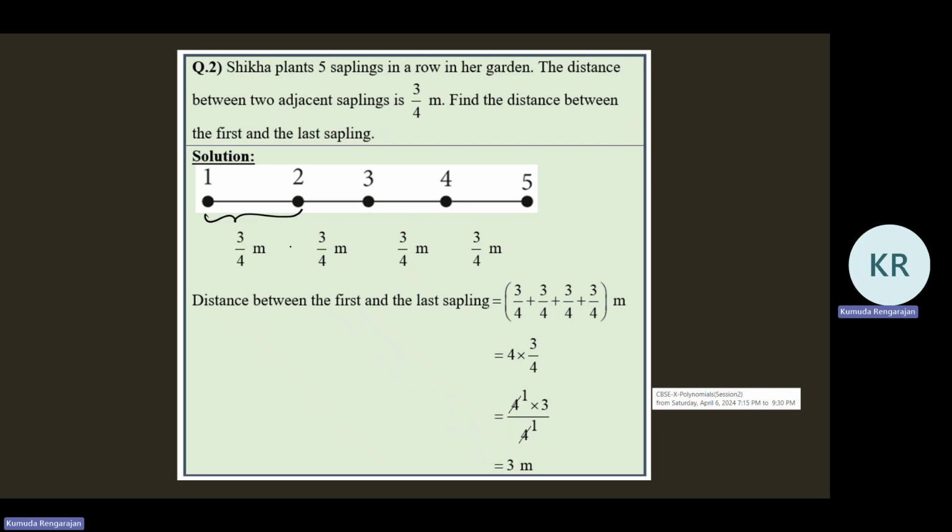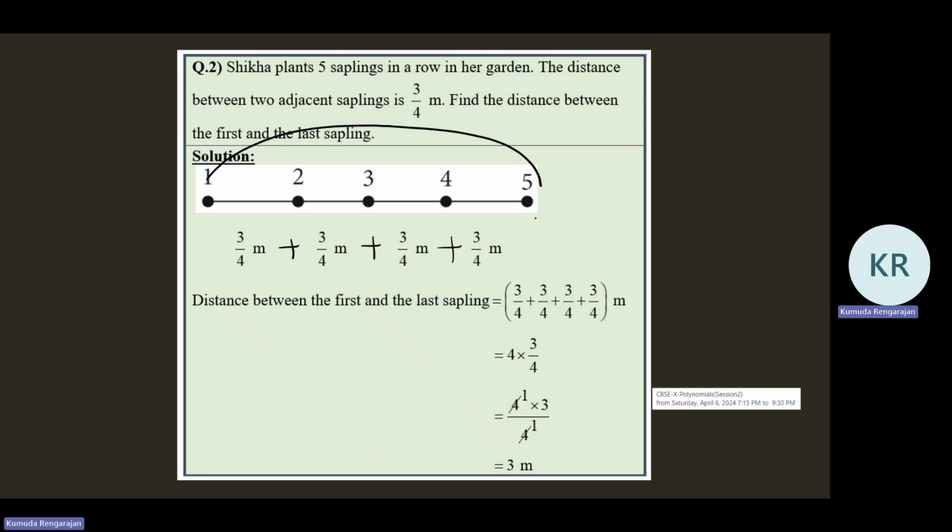Now you have to find. So what's given in the question? How many saplings? 5 saplings. What is the distance between two adjacent saplings? 3 by 4 meters. What is the question? What is the distance between the first sapling and the last sapling? So what is the distance? 3 by 4 plus 3 by 4 plus 3 by 4 plus 3 by 4.